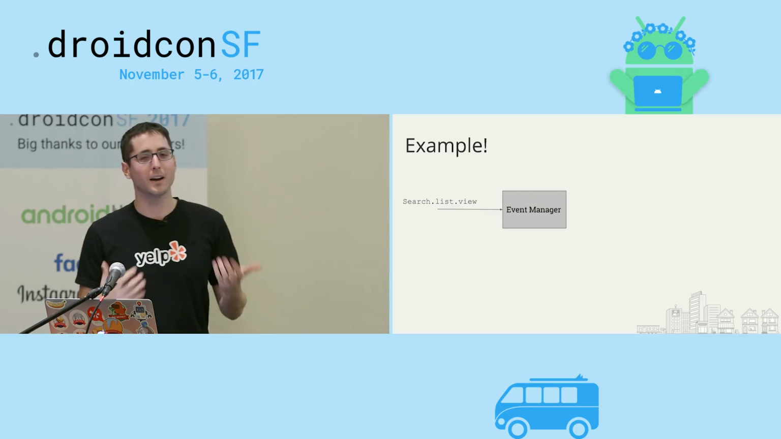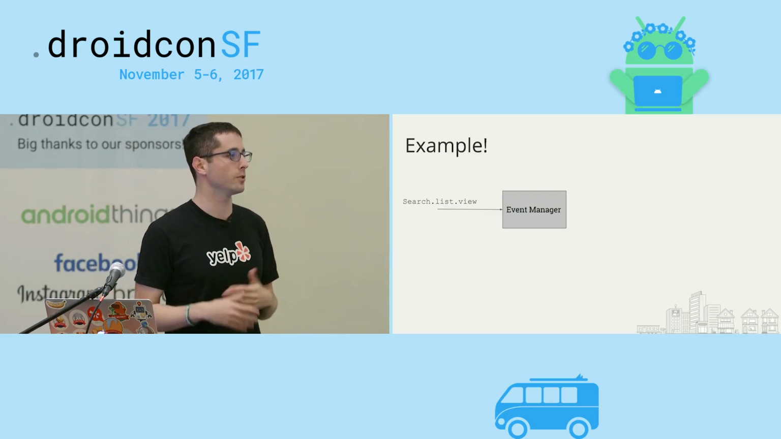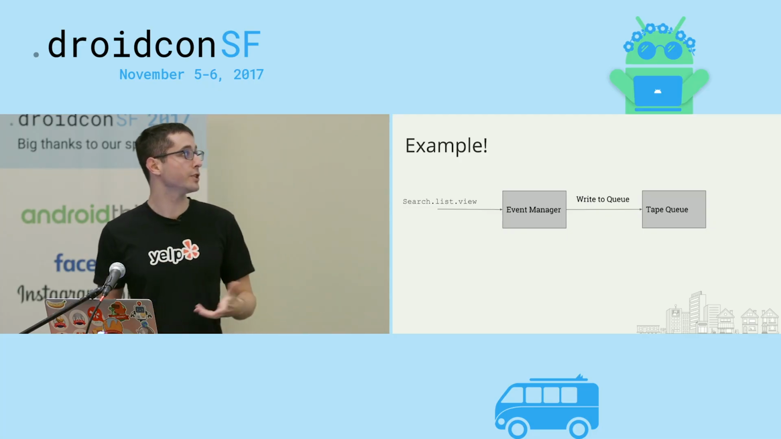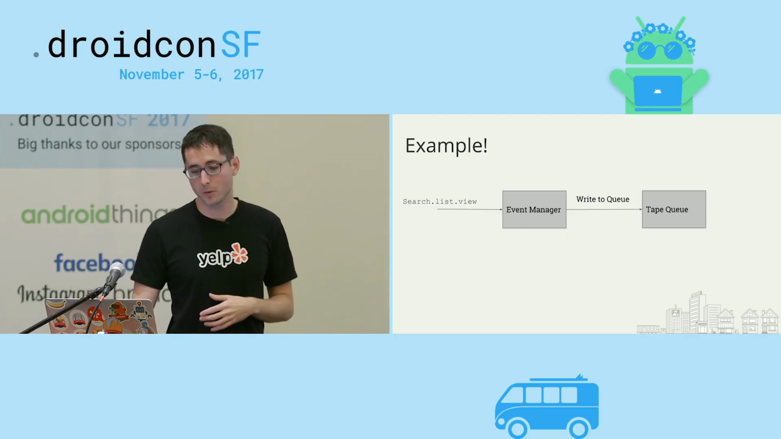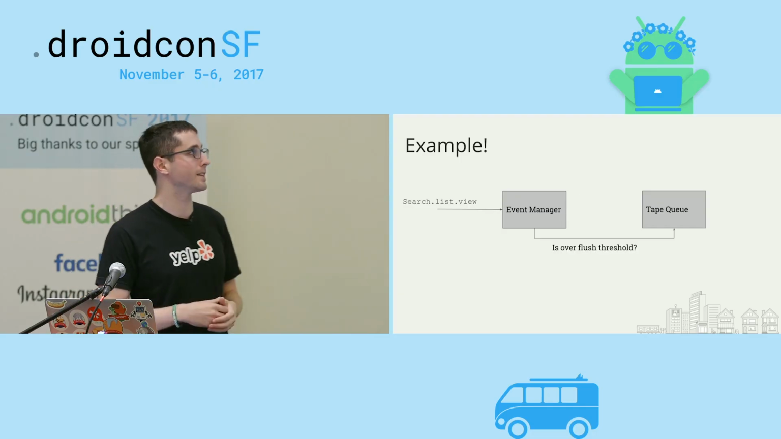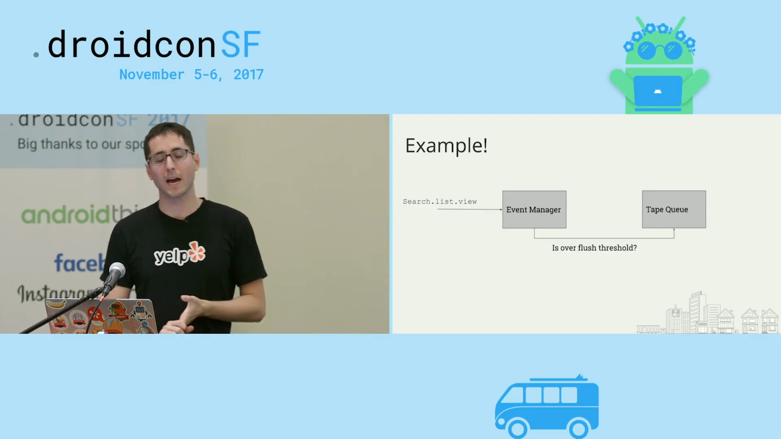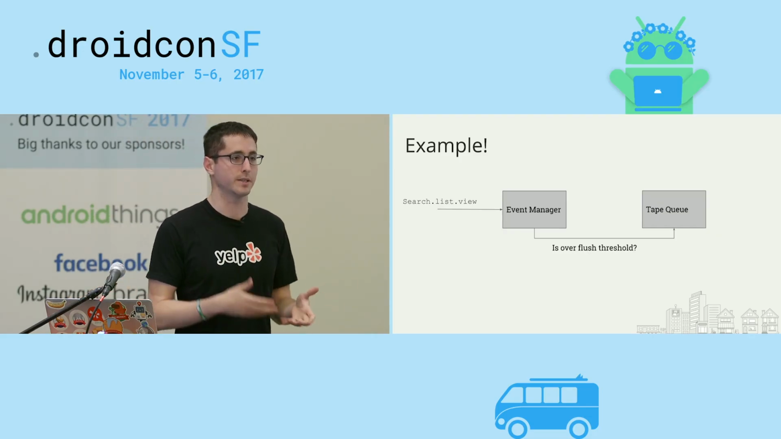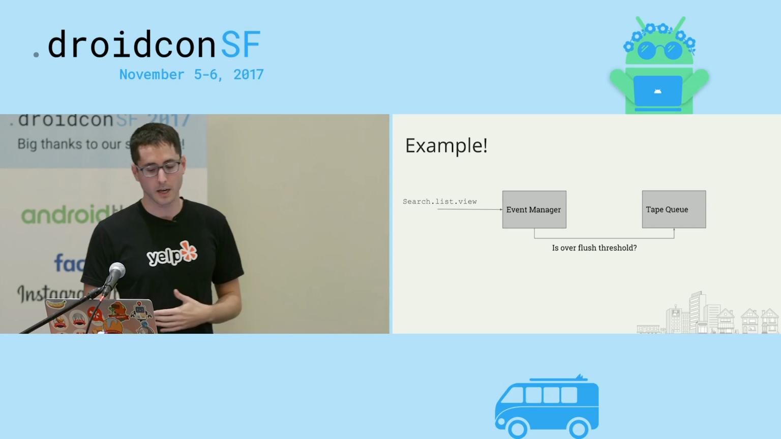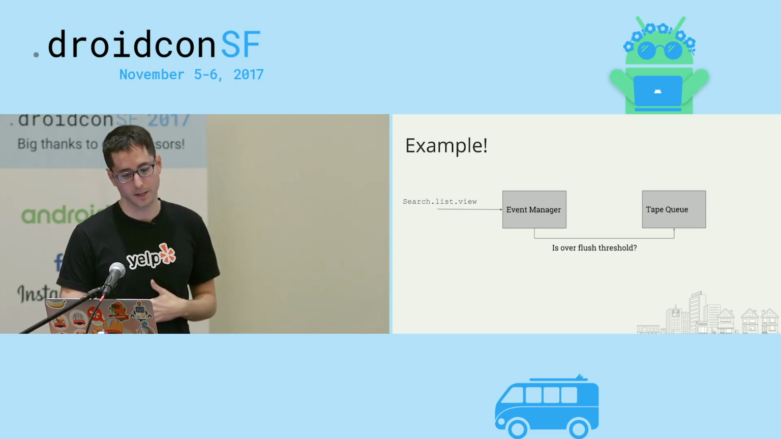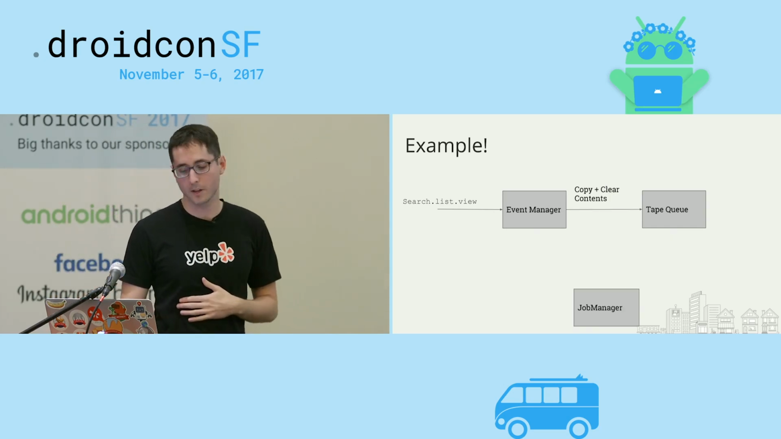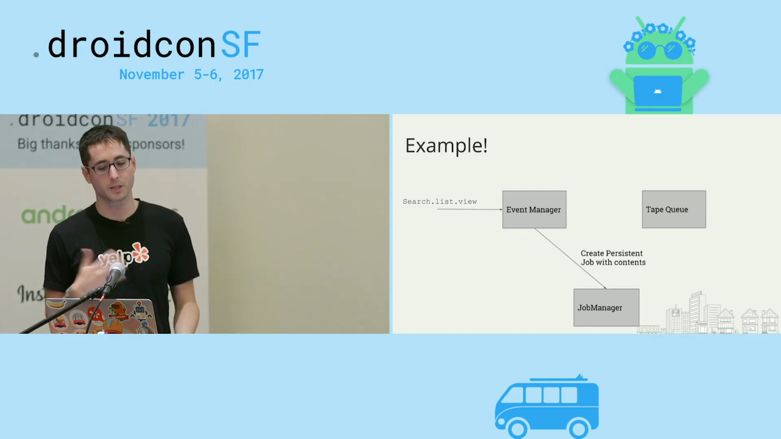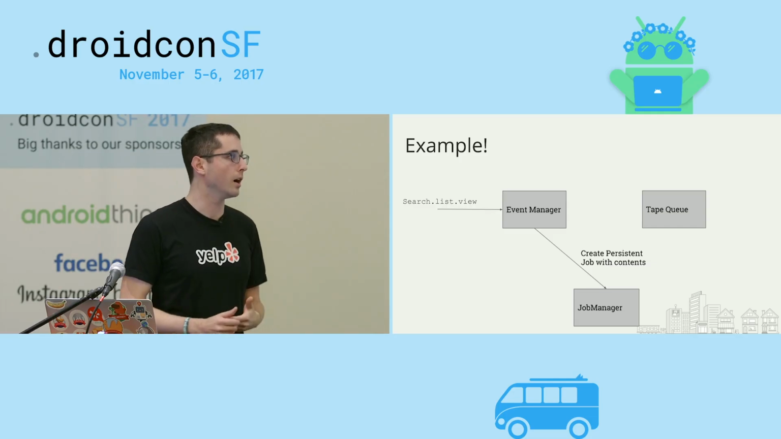So an example of how you might want to solve this problem that is a simple approach and deals with some of these trade-offs pretty well is when your event comes into your event manager, you take that and you write it to a tape queue. And then what you do is you check your tape queue and ask if it's over a flush threshold. So maybe if you're trying to channel your analytics, maybe your flush threshold is 1 because this is a high priority analytic queue. Maybe it's 20 or 30 because these aren't as high priority. If you are over that flush threshold, then what you can do is copy the contents and then create a persistent job, dispatching it with something like the Firebase Job Manager or Evernote's Job Manager.